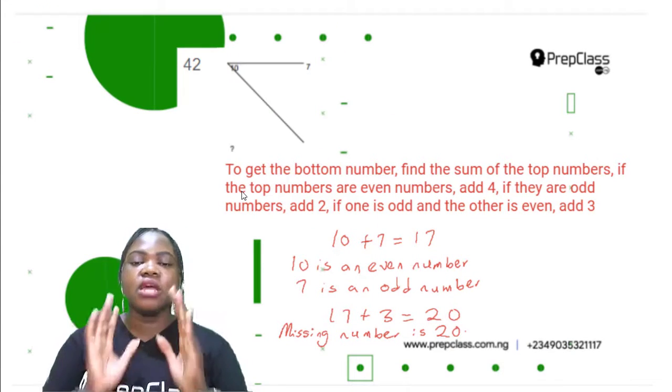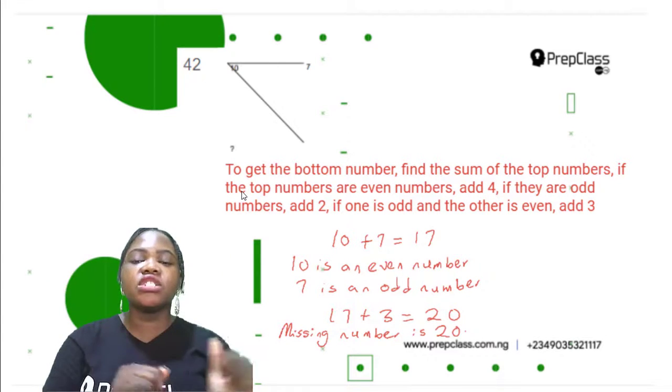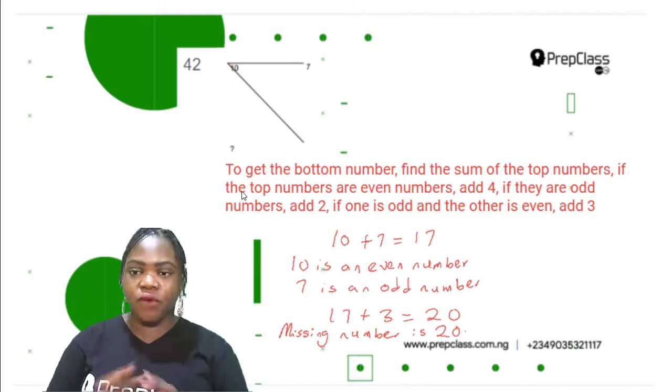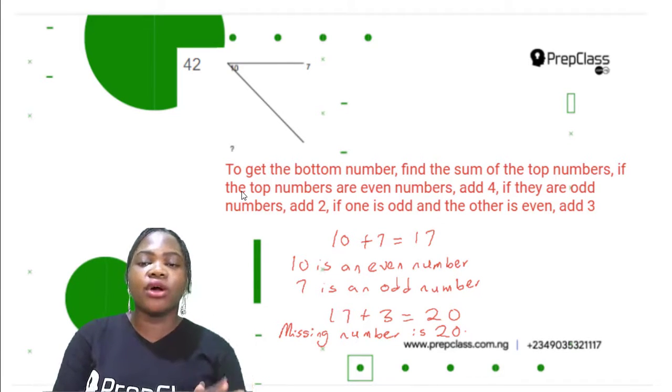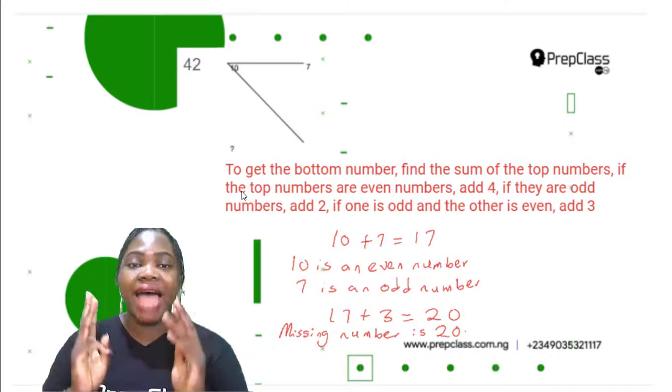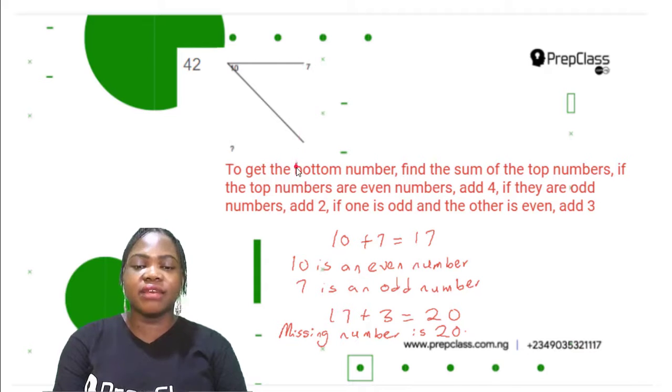Remember from the samples, to get the bottom number, find the sum of the two top numbers. If the top numbers are even numbers, add 4. If they are odd numbers, add 2. Then if one of the top numbers is an odd number and the other is an even number, add 3. Okay, so let's do that. The top numbers are 10 and 7.